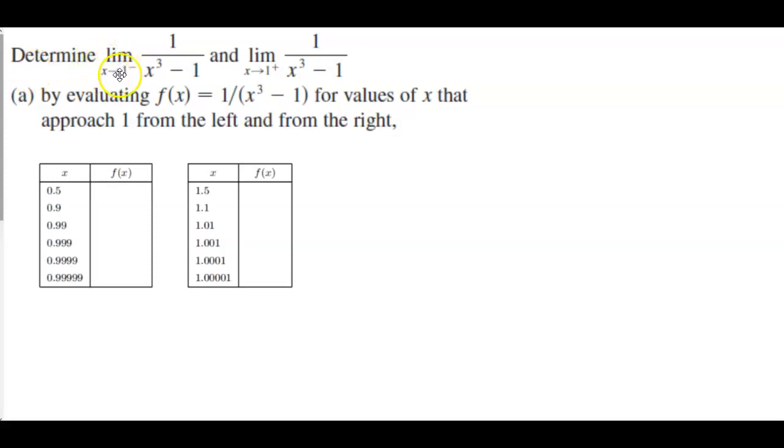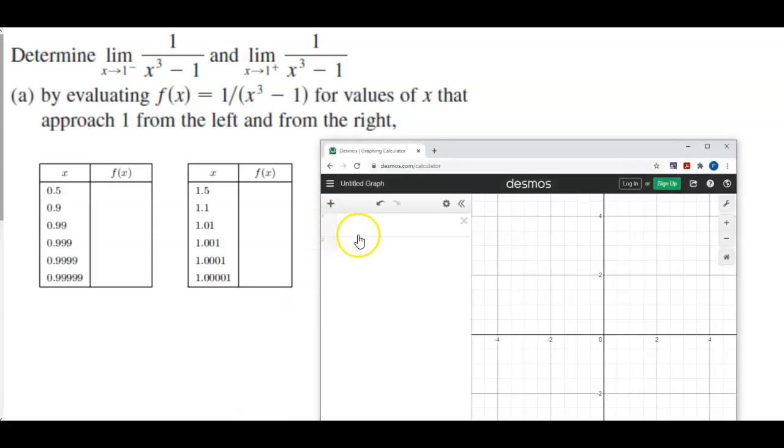All right, determine the limit as x approaches 1 from the left of 1 over x cubed minus 1, and the limit as x approaches 1 from the right of 1 over x cubed minus 1, by evaluating values of x that approach 1, again, from the left and from the right. So here's a table of values. On the left, it's going from 0.5 to 0.99999. So that is going from 1 to the left, from the left. And here on this table, it's starting from 1 on the right, approaching 1 from the right. So let's go ahead and put in our table.